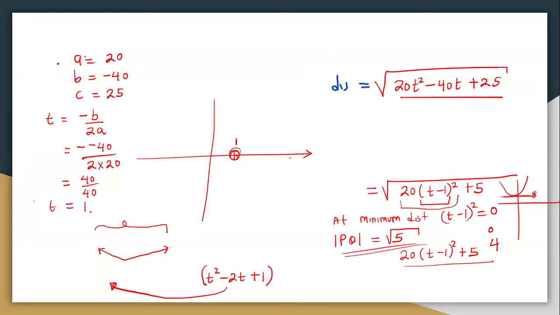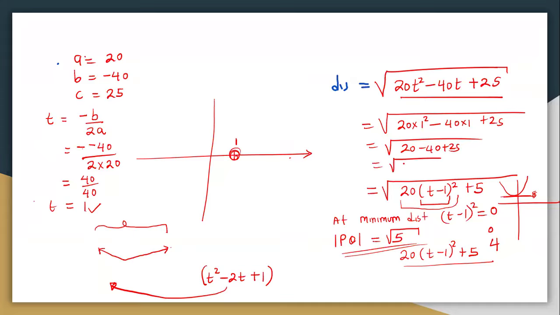So what you do after obtaining the 1, you come to the expression you have remained with, then you set 20 times 1 squared minus 40 times 1 plus 25. When you do the mathematics, this will give you 20 minus 40 plus 25. I'm not sure, but I am very convinced that you'll get 5 inside. So that is the second way you could have done it.